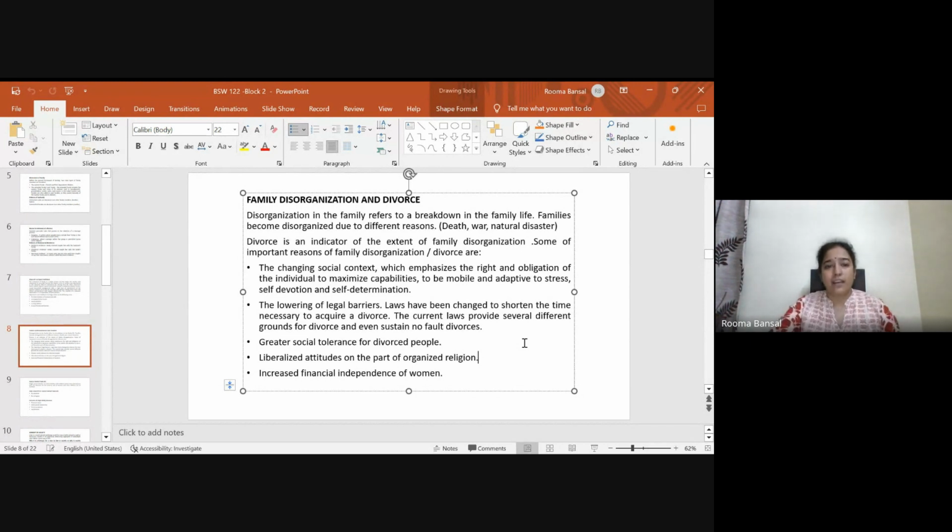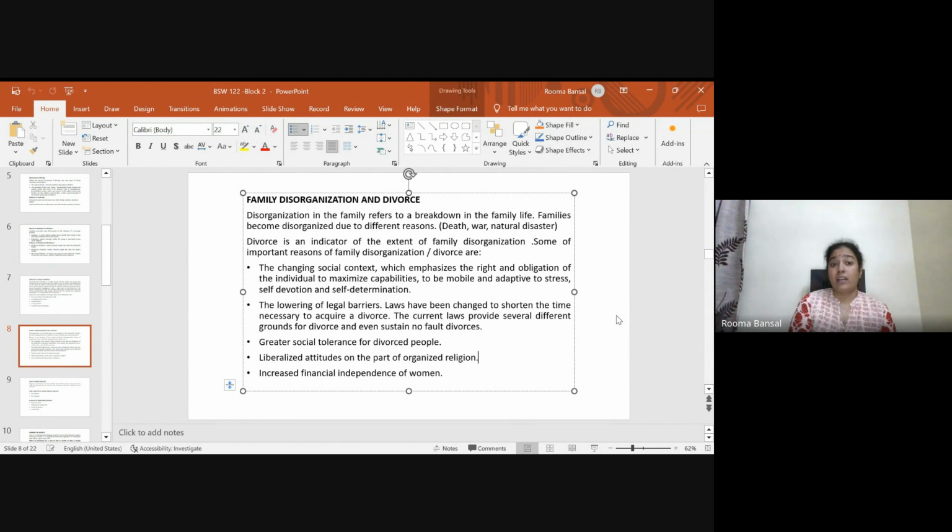Okay, now the next point is the liberalized attitude on the part of organized religion. Here again, people talk about so many things. People talk about their cultural values, moral values, their way of living, everything. They are very good at practicing their religious customs. And they say in our religion, in our caste, in our family, this is not a good thing. Getting divorced is not a good thing.